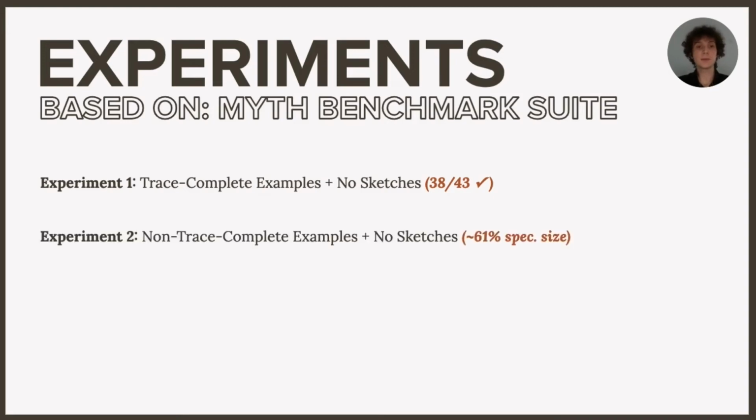In our second experiment, we took these trace complete examples, but we removed as many as we could while still having Smith synthesize a correct solution. We found that with these non-trace complete examples, we could achieve a 61% specification size in Smith as compared to Myth.